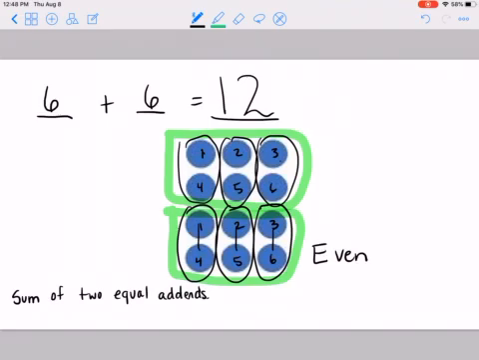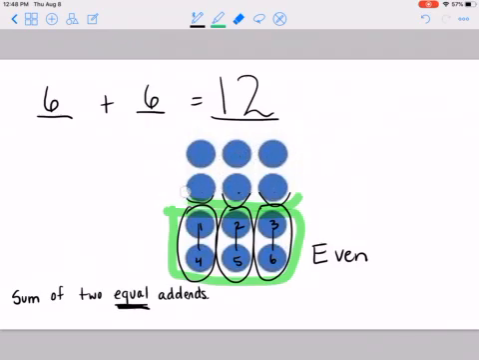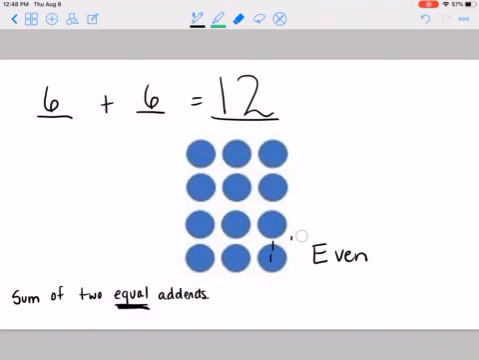We could also add 2 together. It's like I skip counted by 2 to get 12, but the target wants us to understand that the sum of 2 equal add-ins does not have to be even. I'm going to show you an example of that in just a second. Equal does not have to be even. But sum of 2 equal add-ins. Equal means that the same amount is represented in each group on both sides of an equation, or equal in each group. It means the same amount.